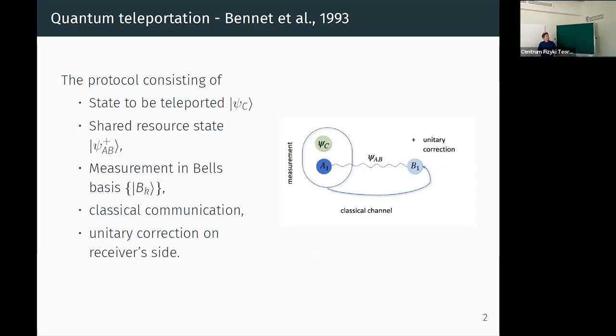So to quickly review, the original quantum teleportation protocol introduced by Bennett and others in 1993 consists of the following entities. First of all, two parties, usually Alice and Bob, share a maximally entangled state. Alice has an unknown state that she wants to teleport to Bob. She performs a joint measurement on her half of the resource and this unknown state, in a Bell basis, and she communicates the result via classical channel to Bob. And depending on the result obtained by Alice, Bob applies the respective unitary correction.